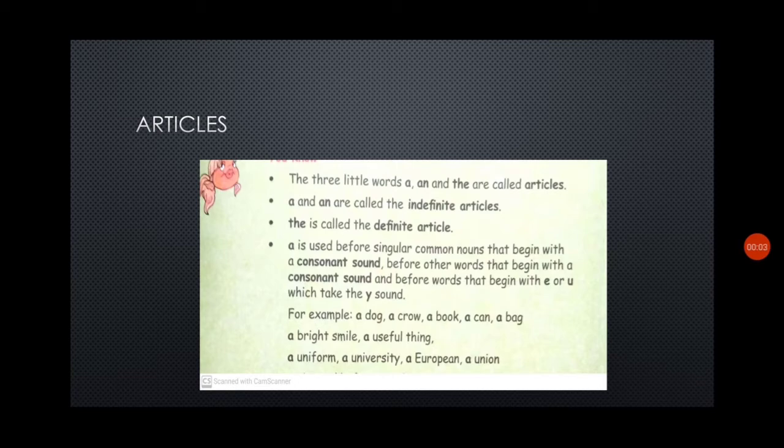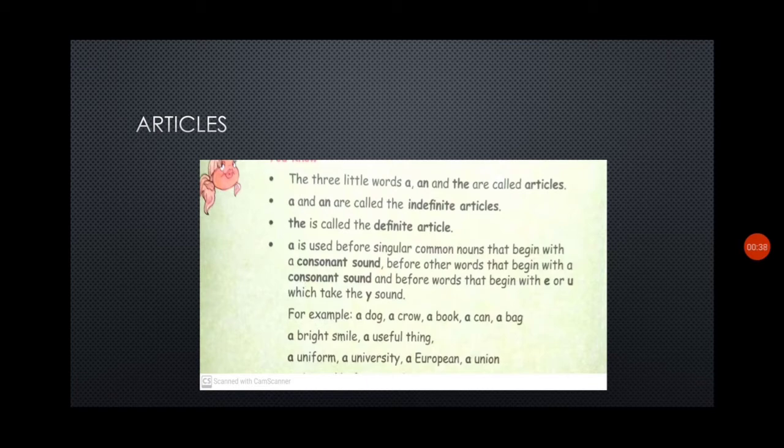Children, let us discuss the three articles: a, an, and the. Well, children, a and an are called indefinite articles. When we say indefinite articles, it means it does not indicate a particular person or thing. A or an means one. That is, it stands for a singular noun.